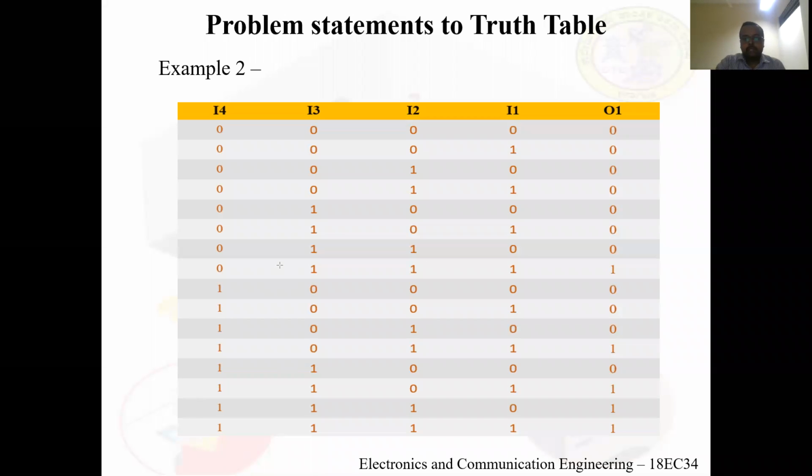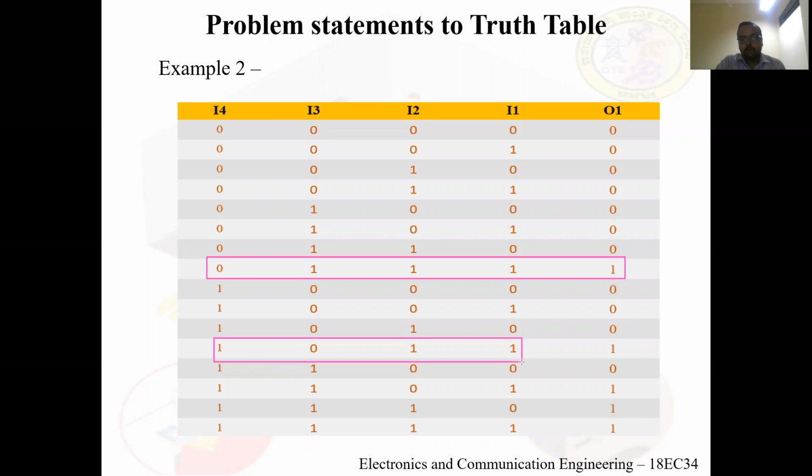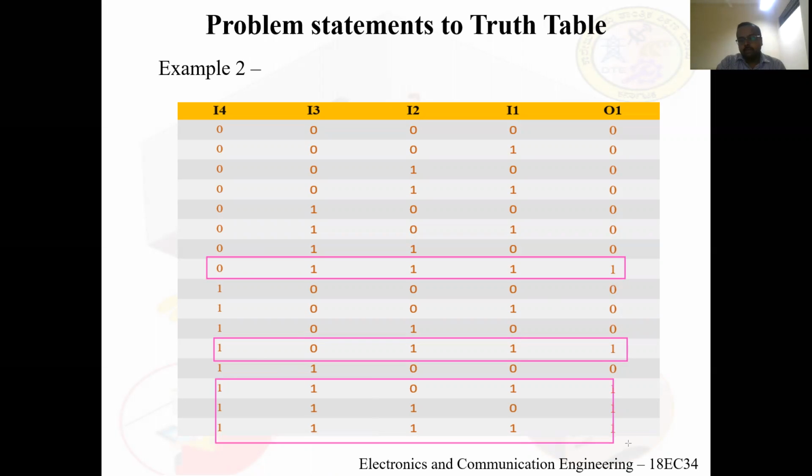You can see from this one what we have here. When 3 inputs are high, the output is equal to high. Similarly, for the last 3 combinations we have, the output is equal to high. For the rest of the input combinations, the output is equal to 0. Right? Everyone understood this one?